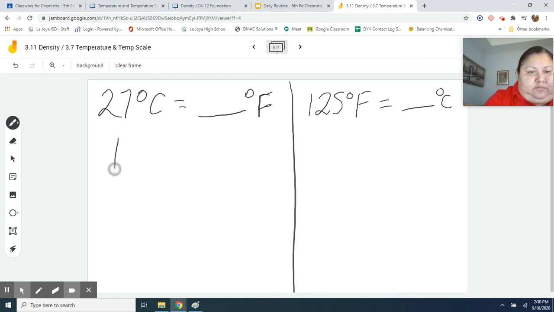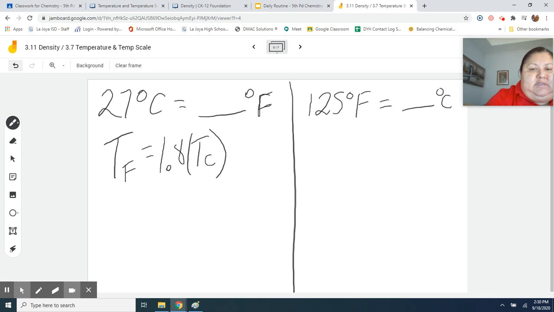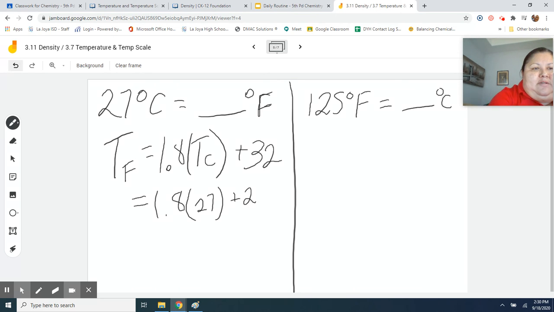Now, if we are solving for temperature in Fahrenheit, I need to take 1.8 and multiply it by our temperature in Celsius, and then we're going to add 32 to that. So let's plug it in. If I'm looking for TF, I'm going to take 1.8 times 27 plus 32. I'm sorry, plus 32, not 273, my bad.